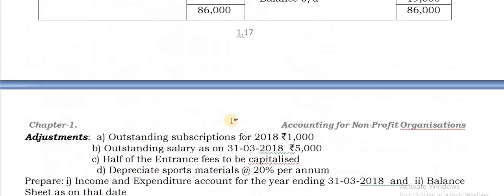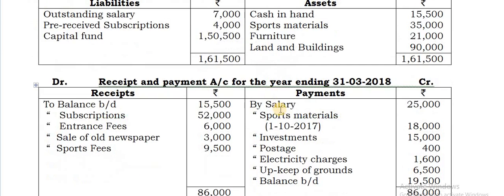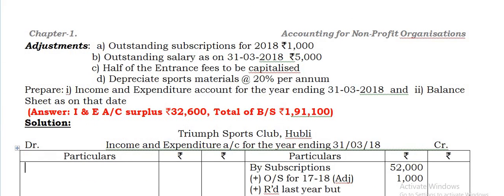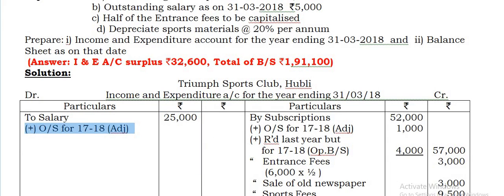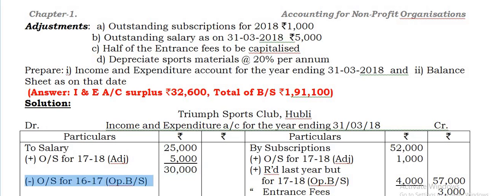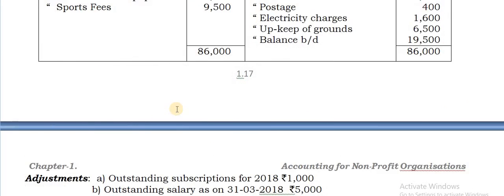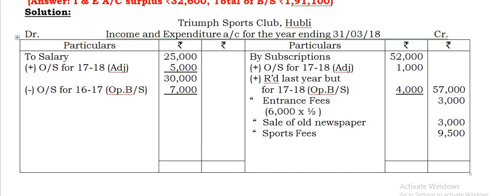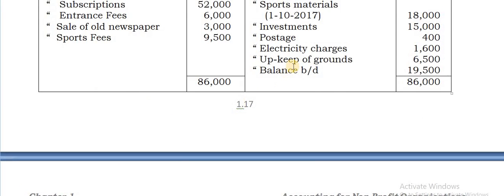Okay, now come to the payment side. Salary you can take on the debit side, but that has an adjustment, so take 25,000 in the inner column. Add outstanding salaries as given here. It is 5,000 rupees. Add that. So the total is 30,000. Again minus the outstanding given in the opening balance sheet, here. So this 7,000 you minus. So the balance you are getting is 23,000. That's it for the salary.